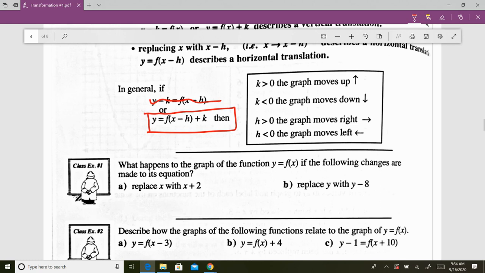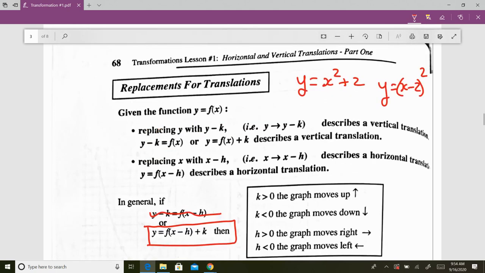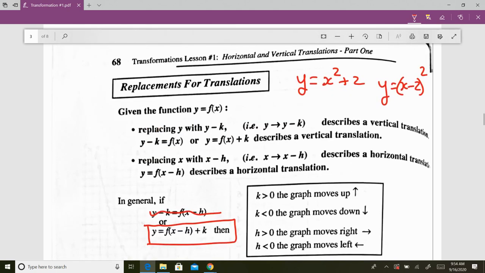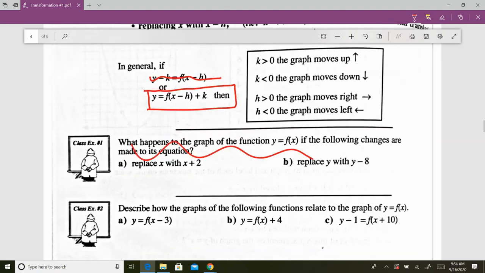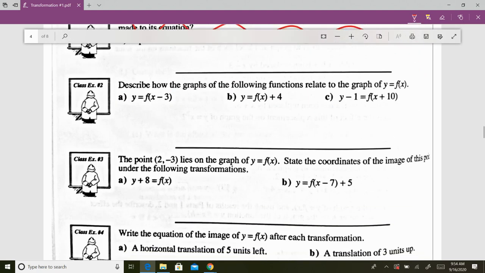So the h inside with the x, just like this 2 right here, moves it side to side. The k, which is outside of the function, this 2 right here, moves it up and down, okay? H moves it left to right, we call it a horizontal translation. K moves it up and down, we call it a vertical translation. Those things right there. So we're going to practice looking at these and determining what is happening to the graph.